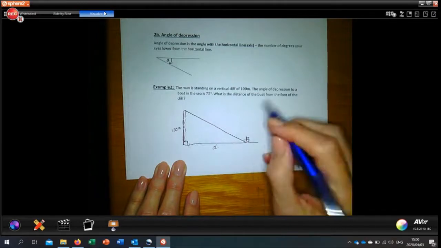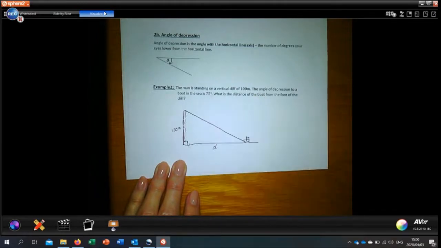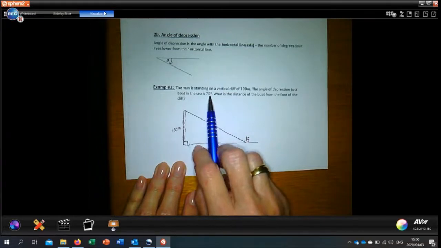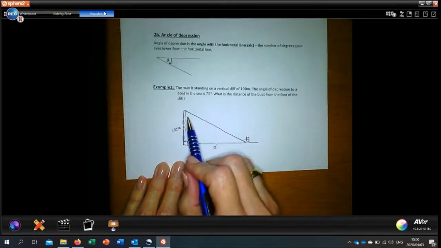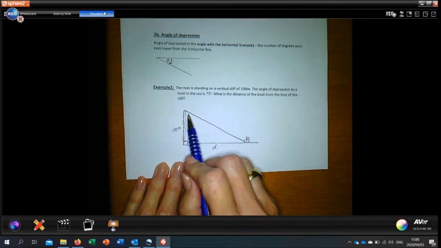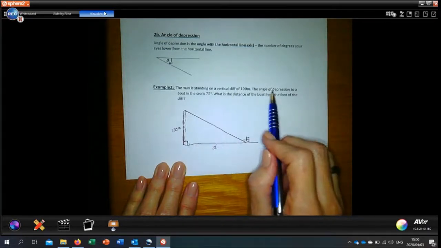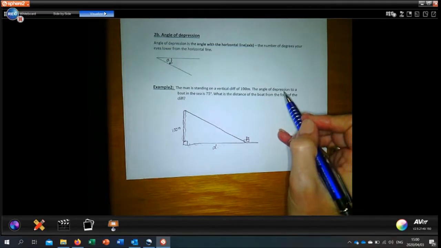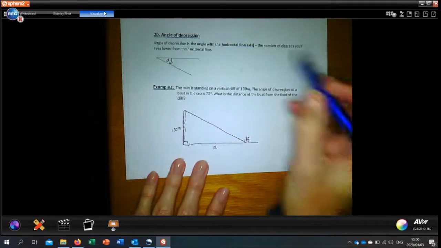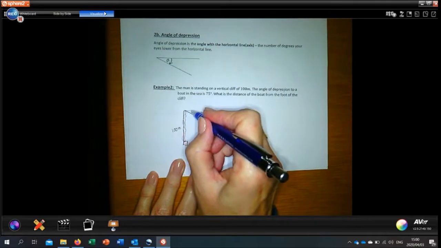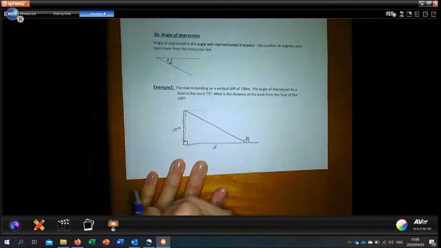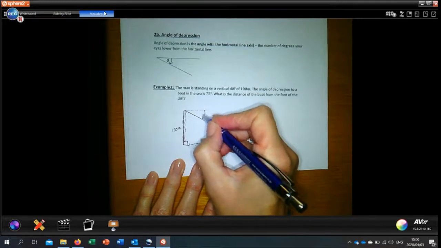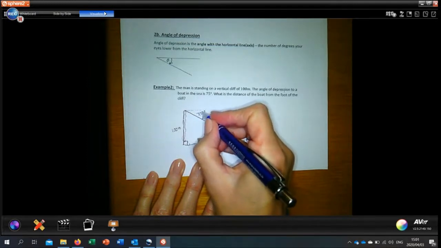So the angle is 75 degrees. Now where do you want to put that 75 degrees? Most of the time, all the learners want to put it there. But that's not the angle of depression. We said angle of depression is from the horizontal line. So I'm literally going to make an angle, a horizontal line there, and say from horizontal down, that is my angle of depression.